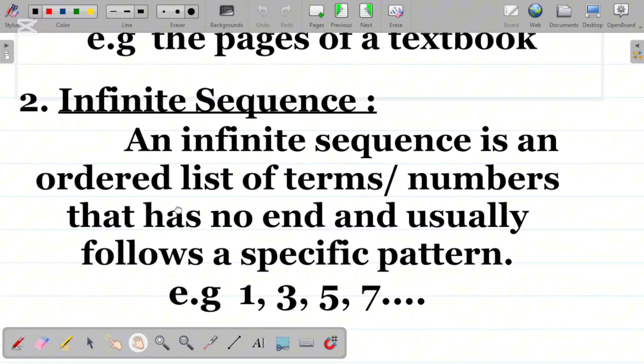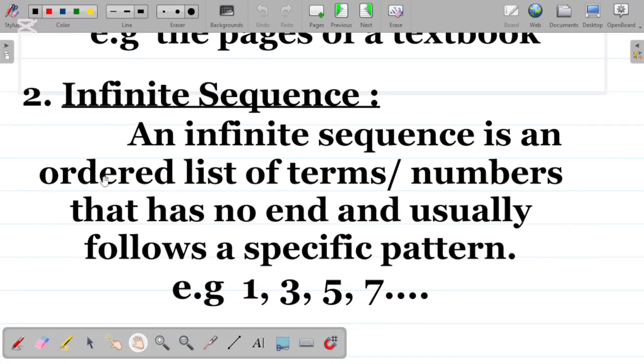All right, so let's consider the next one. We have the infinite sequence. An infinite sequence is an ordered list of terms or numbers that has no end and usually follows a specific pattern. So you can see that an infinite sequence has no end, but it is an ordered list of terms or numbers.